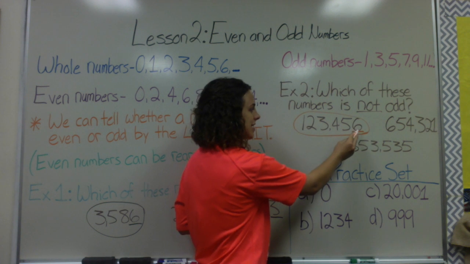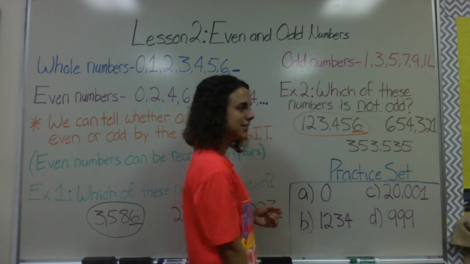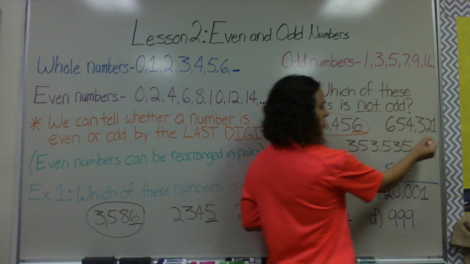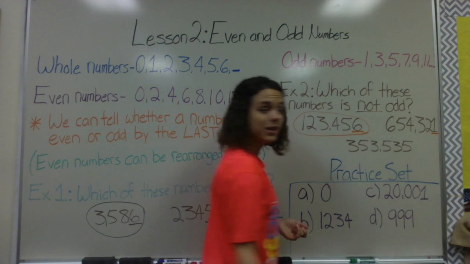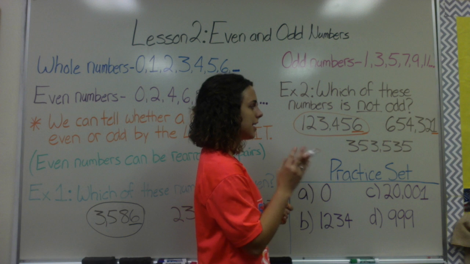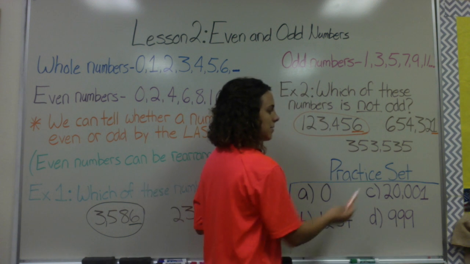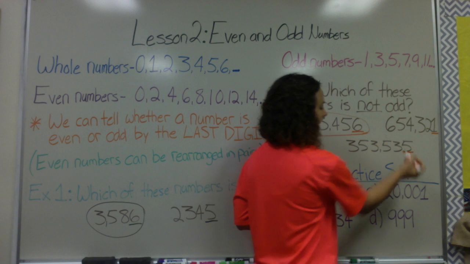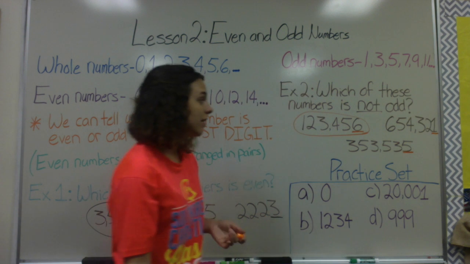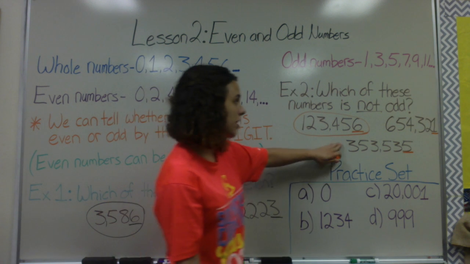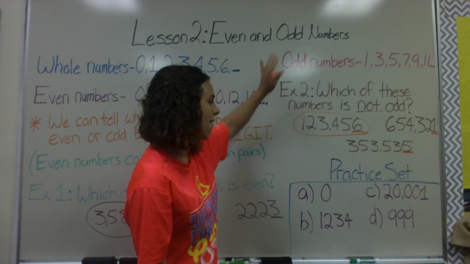I have 123,456 because 6 is even. That means the entire number is even. And my last digit here is 1. 1 is not even. I can't split one kid in half. So therefore, the whole number is odd. And my last digit here is 5, and I can't split 5 kids in half. So this whole number is not even, it is odd.